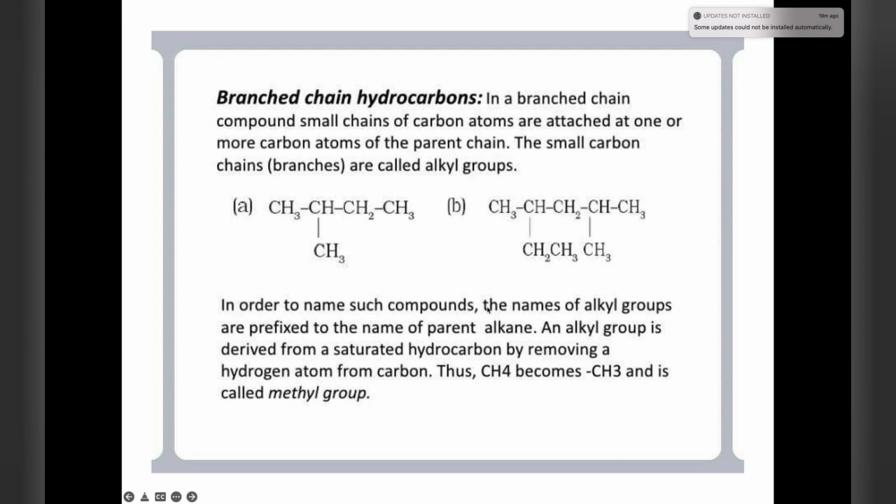So, how do you name such compounds? The names of the alkyl groups are prefixed to the name of the parent alkane. An alkyl group is derived from a saturated hydrocarbon by removing a hydrogen atom from the carbon. See CH4, if you remove one hydrogen atom it becomes CH3, and then we call the CH3 a methyl group. Hope that is clear to you? This is very easy if you follow it closely.